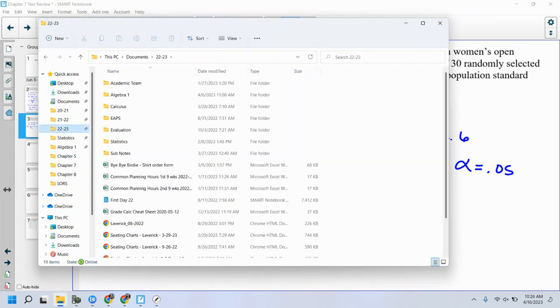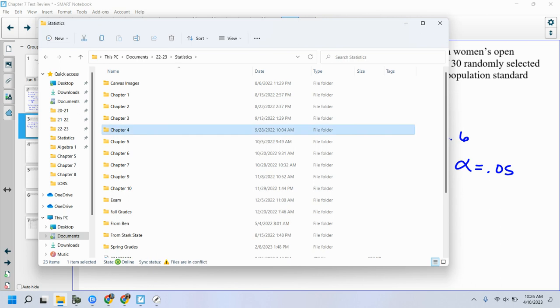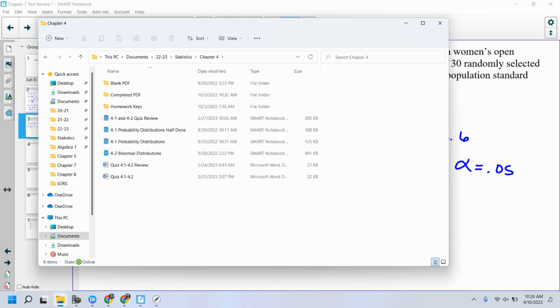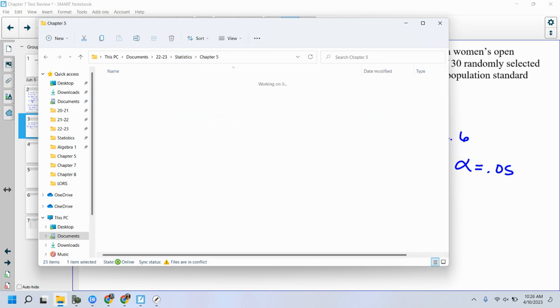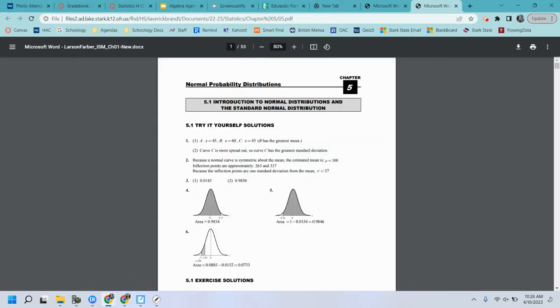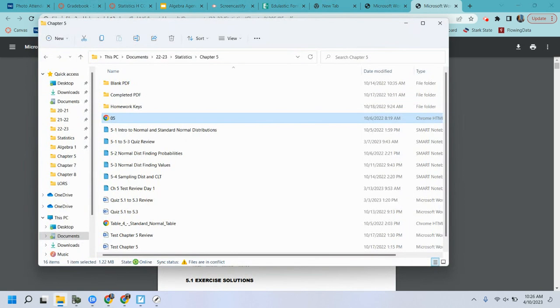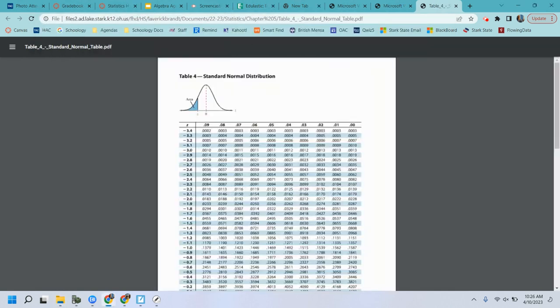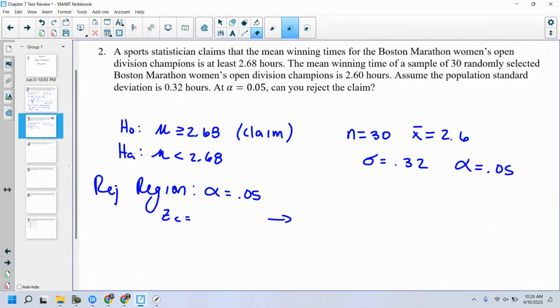That would have come in chapter 4. Nope. Chapter 5. Is this it? Table 5? Nope, that's not. That's the answers to chapter 5. Oh, standard normal table right there. Bingo. Okay, so I'm looking for, what am I looking for?